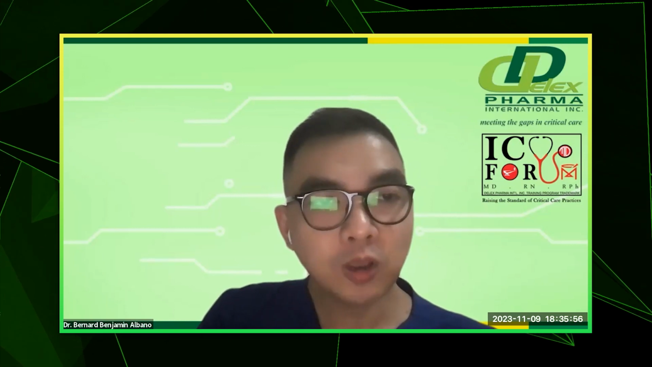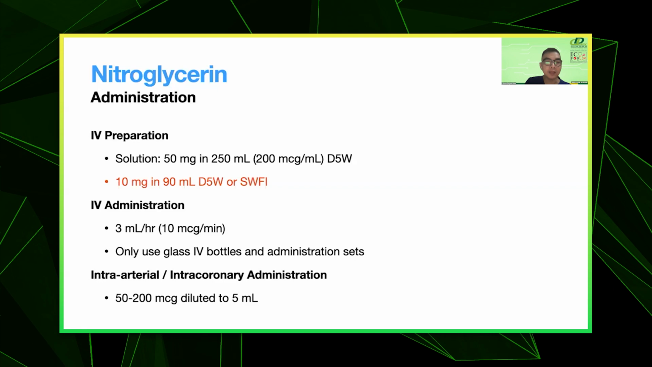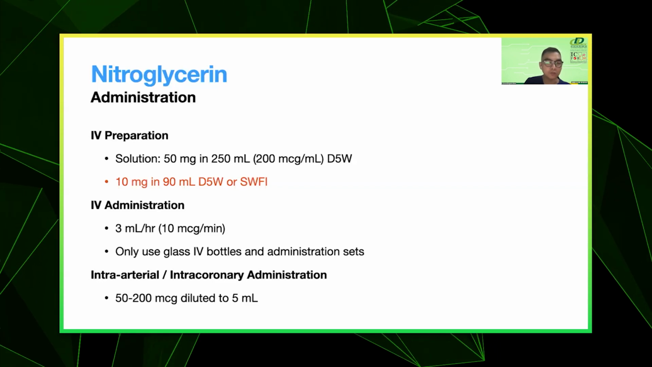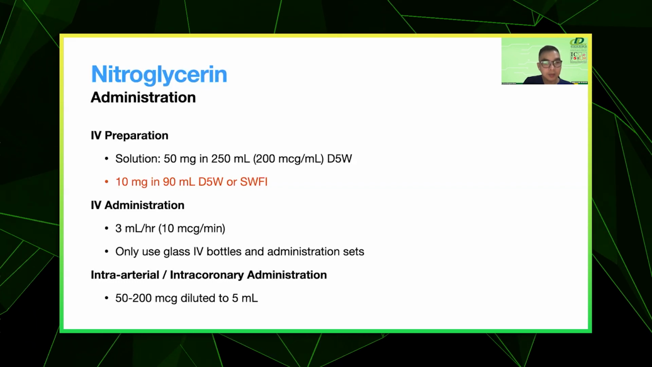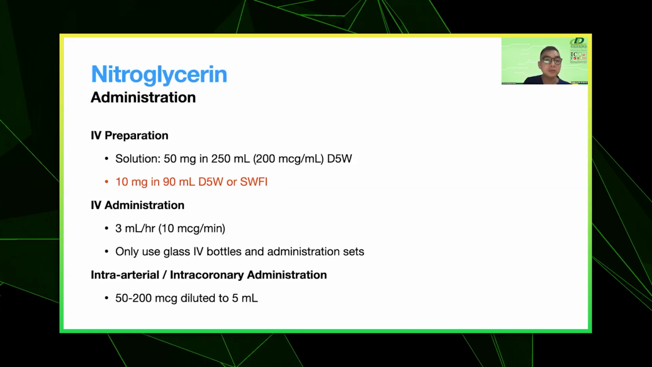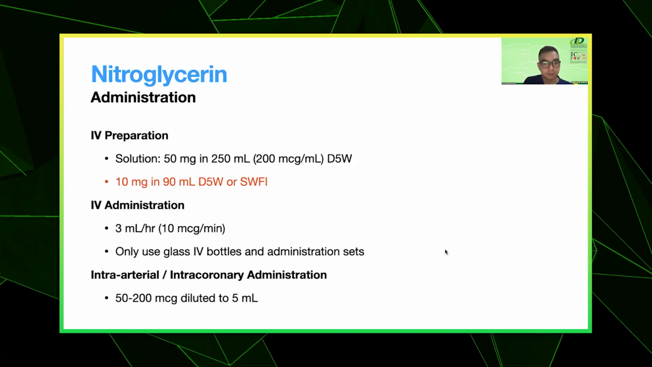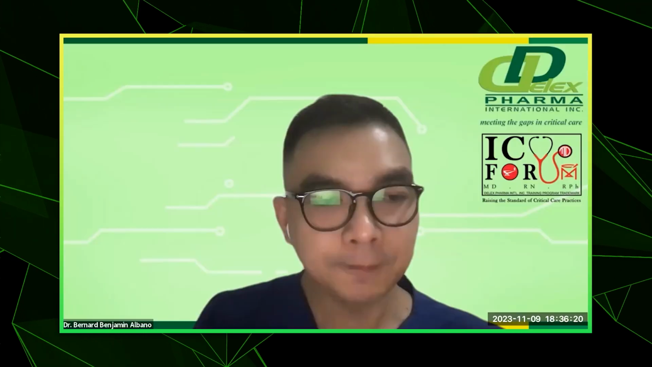Usual preparation of the IV nitroglycerin is 10 milligram in 90 ml D5 water or sterile water for injection. Sometimes plain NSS is acceptable as well. We start with a dose of 10 microgram per minute, and we can increase the dose as mentioned earlier, ideally using glass IV bottles and administration set.